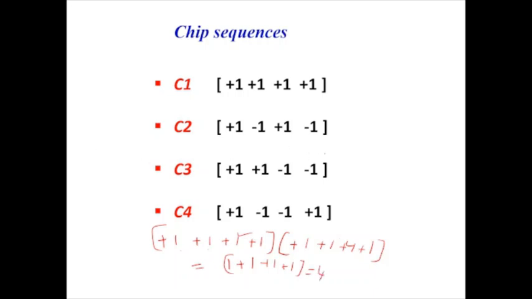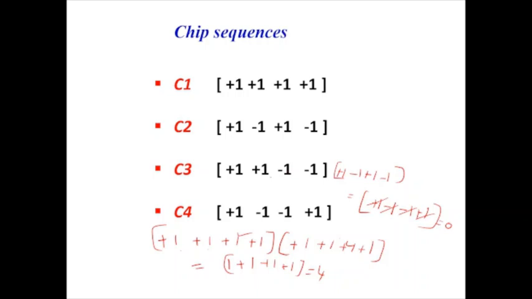Now say I multiply two different chip sequences. This is C3, that is +1, +1, -1, -1. I'll multiply it with +1, -1, +1, -1. +1 times +1 is +1, +1 times -1 is -1, -1 times +1 is -1, and -1 times -1 is +1. Now +1 and -1 cancel, +1 and -1 cancel, and the result is 0. So if we multiply two different chip codes, the outcome will definitely be 0.